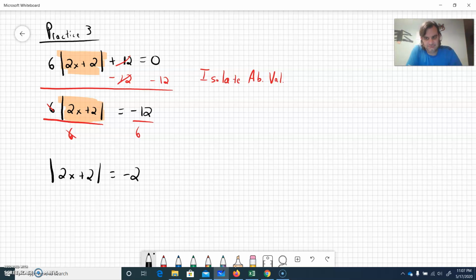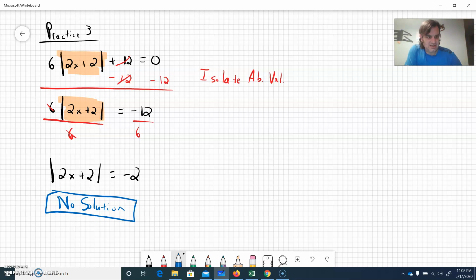Now, I haven't discussed this before, and I know that we can continue and get some answers and check them. But I'm looking at this right now, and it says absolute value of something equals negative 2. And I ask you, does absolute value ever give you a negative number? And I hope you say no. So we should be able to look at this and reason that there is no solution.